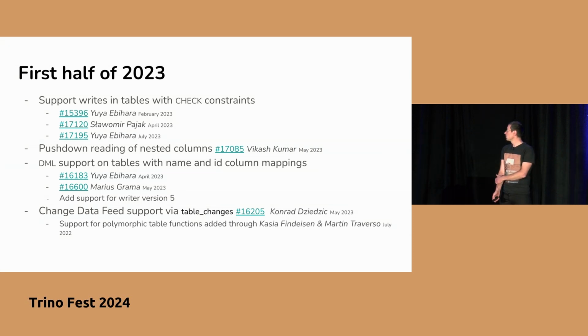We implemented also push down for reading of nested columns, in order to reduce the amount of data being read from Parquet files. We have added write support for tables which do schema evolution. The Delta Lake Connector has also received change data feed support, which allows us to backtrack how the table got to its current state, which has an immediate use case of doing CDC from the source table to other downstream tables.